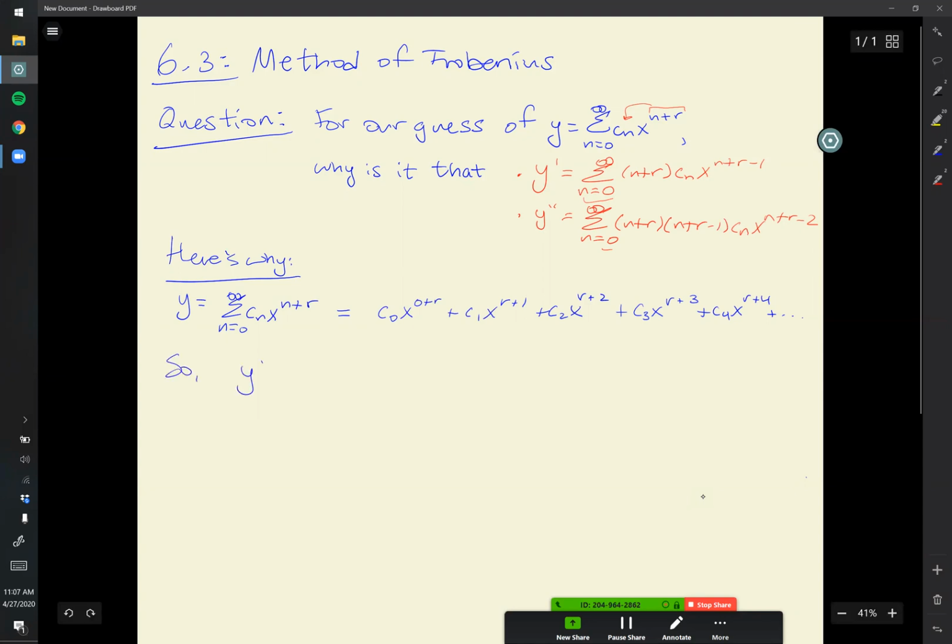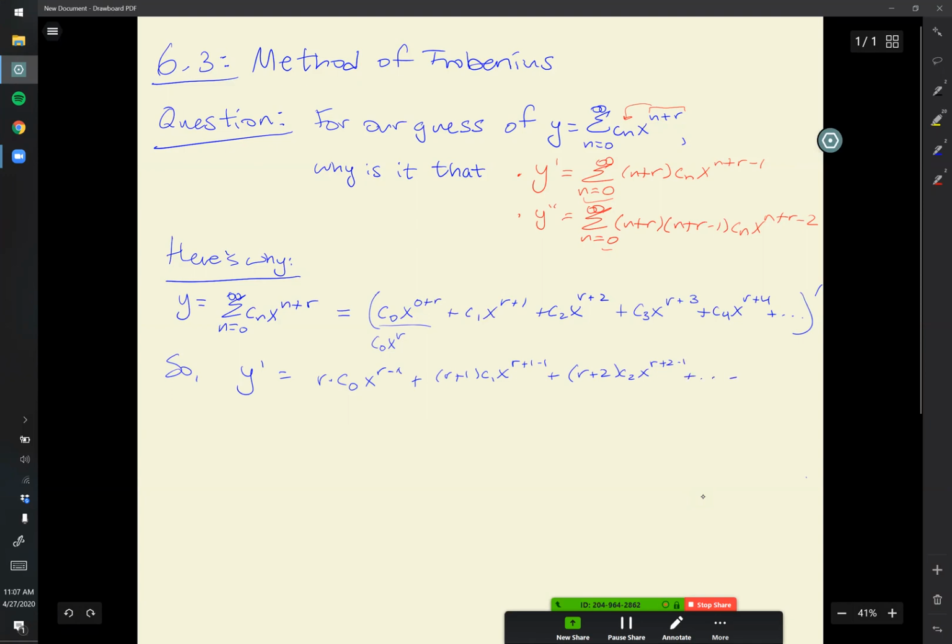So y prime would be, take the derivative of all that, and what would we get? If I take the derivative of this first one, C naught x to the r, r comes down: r C naught x to the r minus 1. And then the next one is going to be r plus 1 times C1 x to the r plus 1 minus 1, and so forth. This next one will be r plus 2, again just doing the power rule.